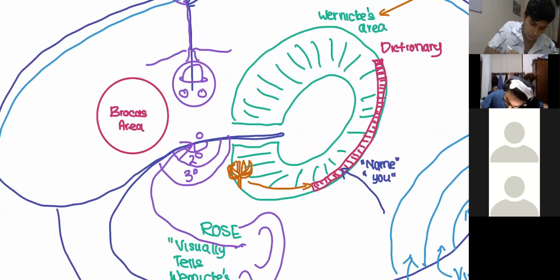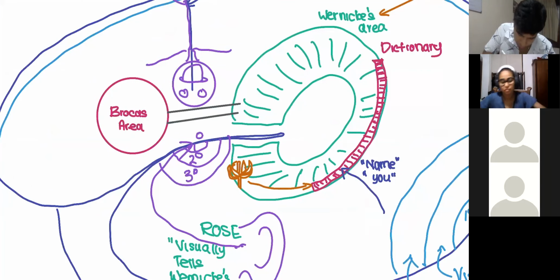Now, there has to be a connection between these two, right? These fibers which connect each other are called the arcuate fasciculus.